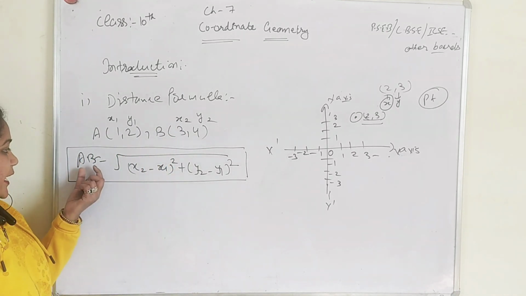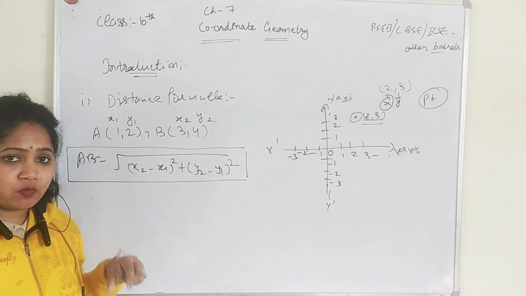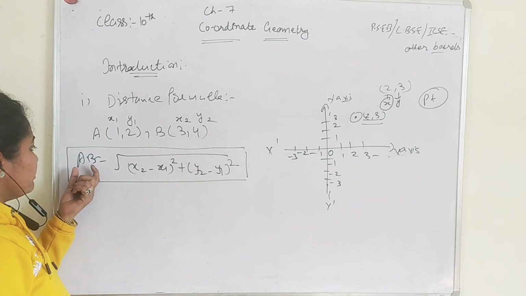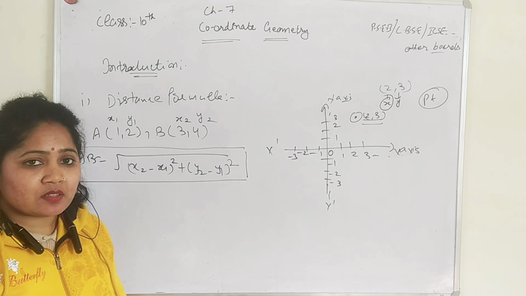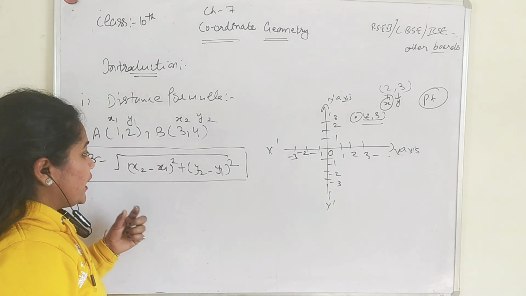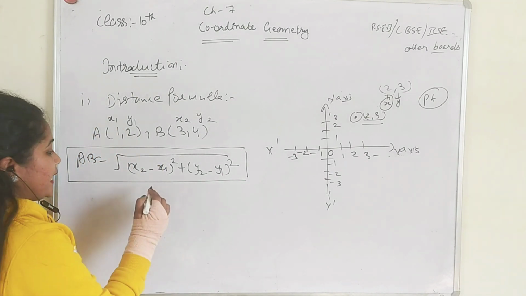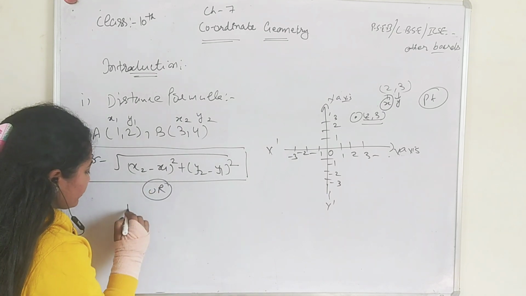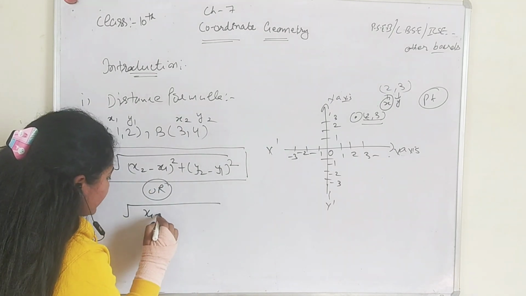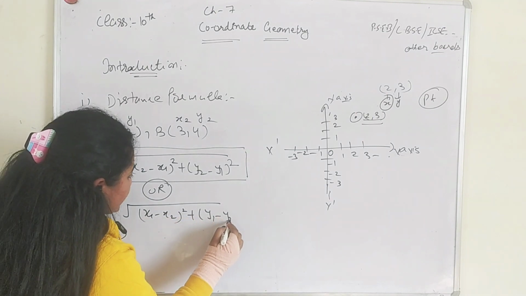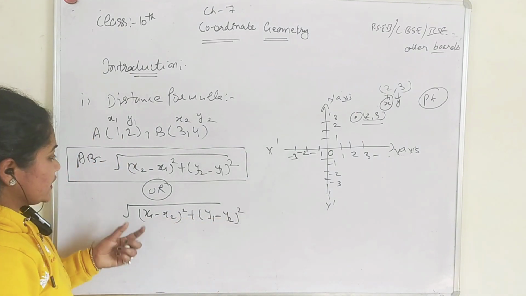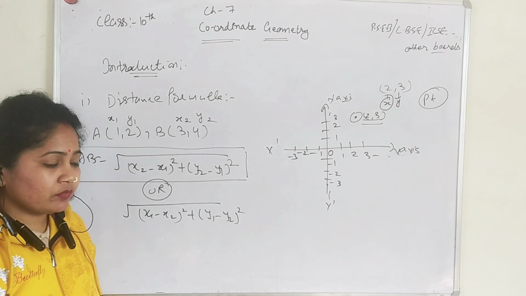We have 2 points A and B. This means we will find the distance between A and B. So this formula you can write as x2 minus x1 square plus y2 minus y1 square. Also you can write this formula in this form: x1 minus x2 square plus y1 minus y2 square. You can consider any formula from these 2.